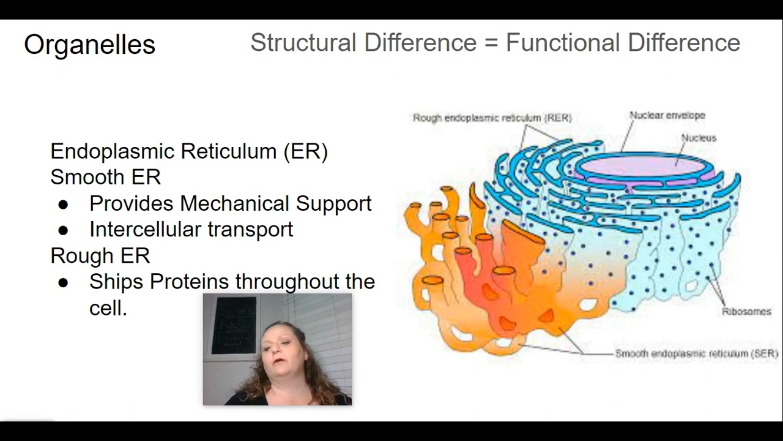The rough ER, on the other hand, is typically going to surround the nucleus, which is where the genome is stored in eukaryotic cells, and is dotted with ribosomes. That's actually what gives it its rough appearance. And so those ribosomes are there. Well, if you remember back to the previous slide, ribosomes, their job is to make proteins. So the rough ER actually aids in protein transport throughout the cell.